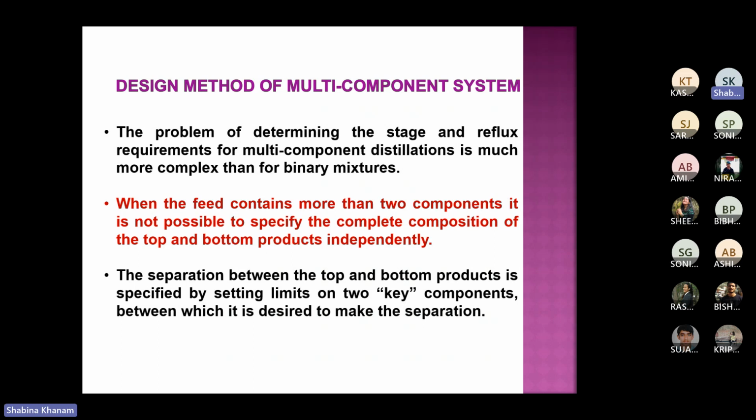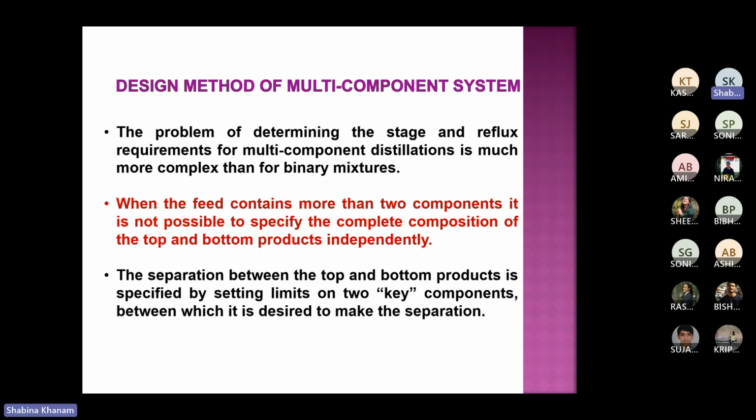If I'm having a binary system, there is no need, because one would be lighter and one would be heavier, so separation is possible. But here, when I'm having a multi-component system, we basically consider key components in what respect? Key components in volatility respect. One we define as the light key, another we define as the heavy key, and we consider separation between these two. Okay, I hope you are getting my point.